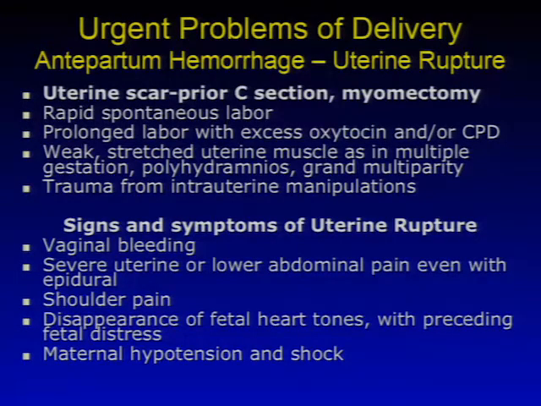The signs and symptoms of a uterine rupture often include such things as vaginal bleeding, severe uterine pain that occurs abruptly, even despite the existence of an epidural, shoulder pain, or fetal distress with disappearance of fetal heart tones, maternal hypotension, and shock.